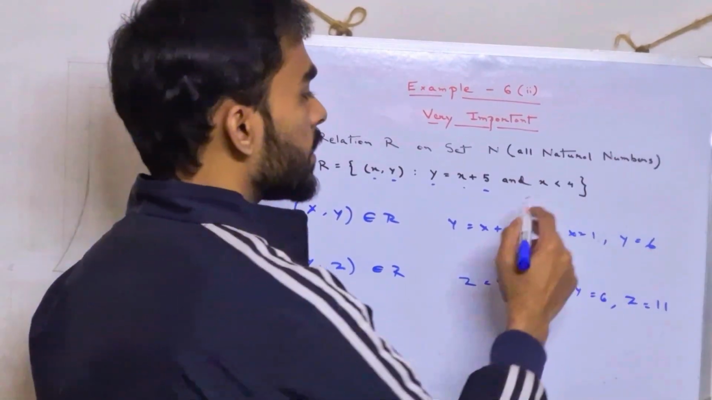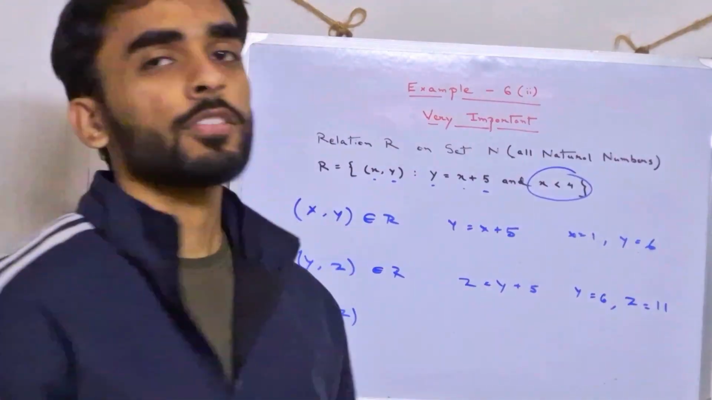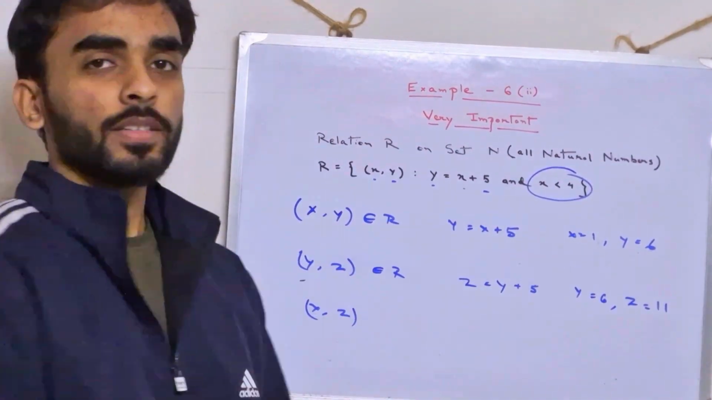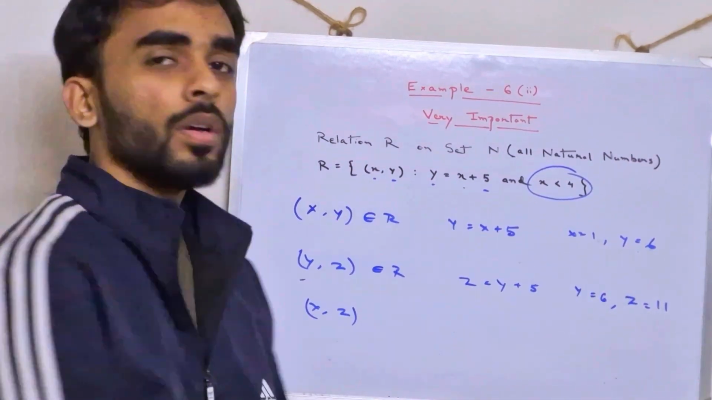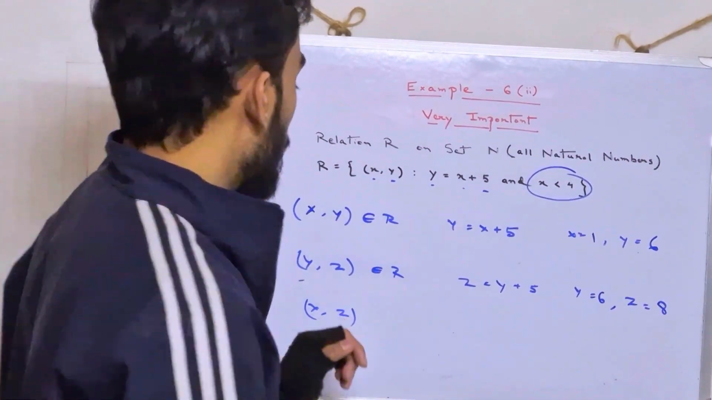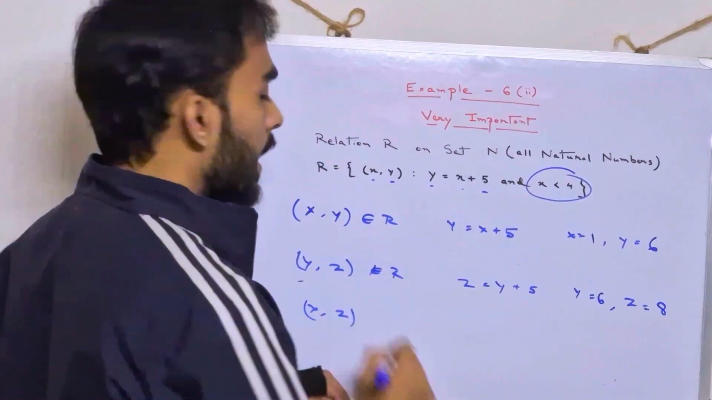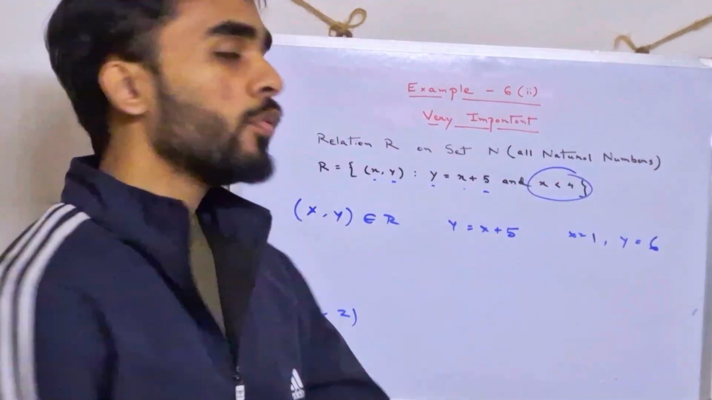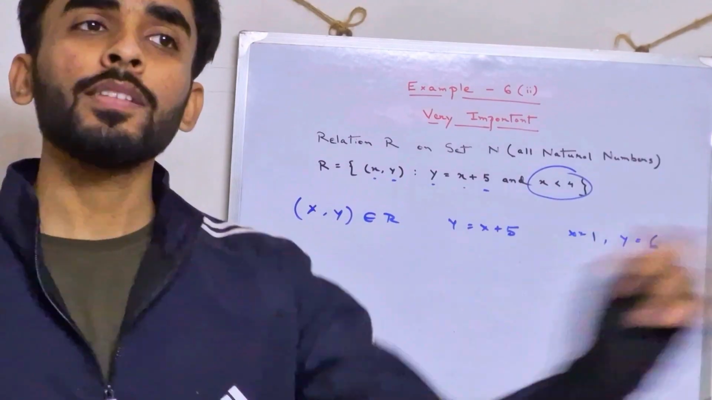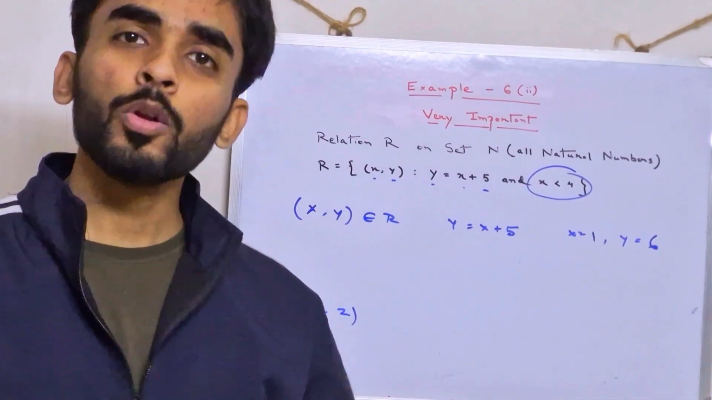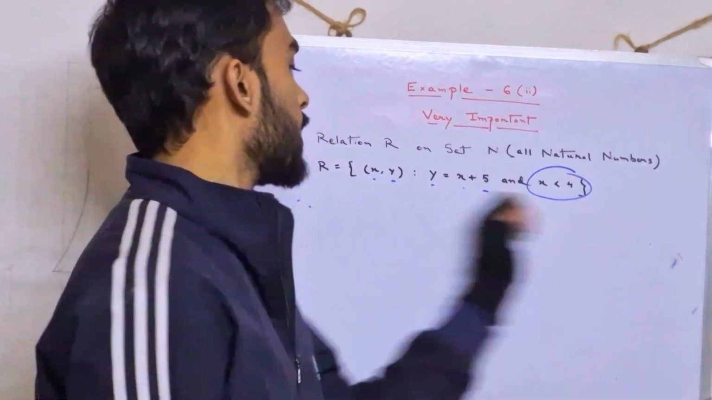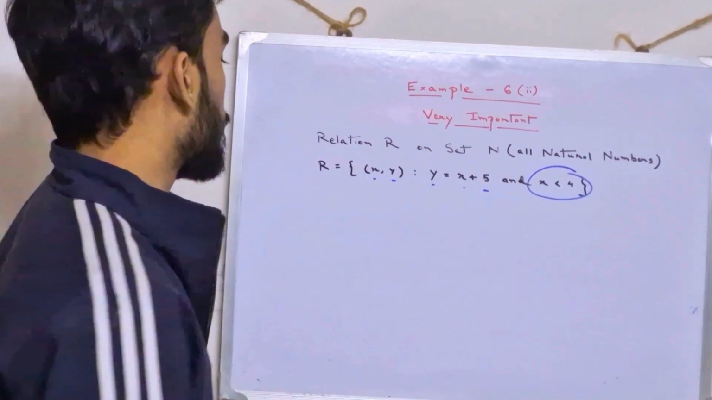However, look guys, it is given in the question that x has to be less than 4. Or for y comma z, y has to be less than 4. Is y less than 4? No. So guys, y comma z can never be in the relation. Y comma z is not present in the relation. If y comma z is not present in the relation, can we say this is not transitive? We cannot prove that this is not transitive. So we say that this relation is transitive.